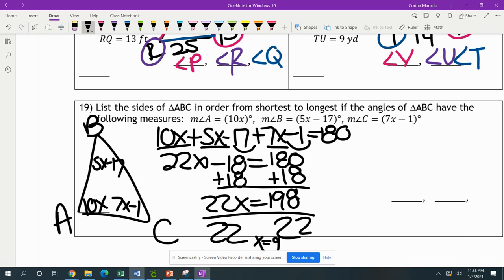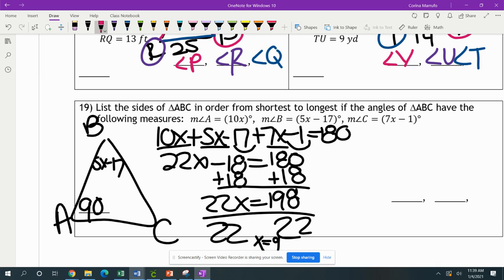This one is going to be 90. I'm just going to write over it. This one, 7 times 9 is 63 minus 1. This one's going to be 62. And then, you know what, this is too messy, sorry. It's bothering me. This is going to be 90. This one's going to be 62. And then the 5x minus 17, so 5 times 9 minus 17 gives us 28. This one's going to be 28.